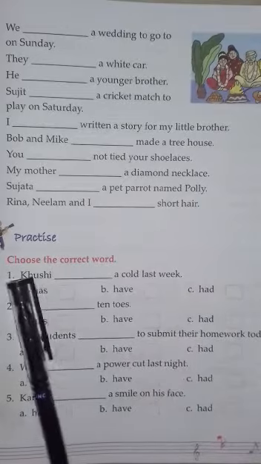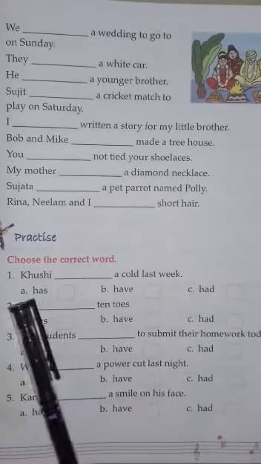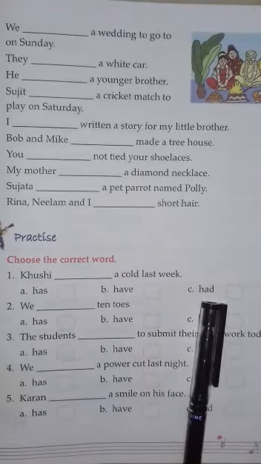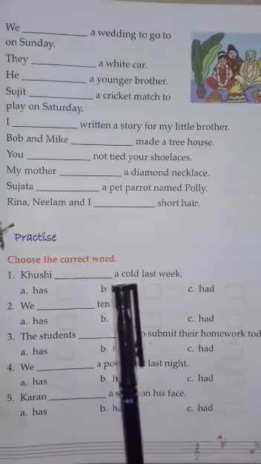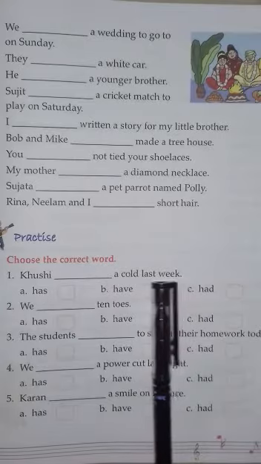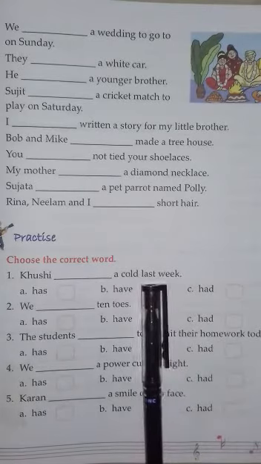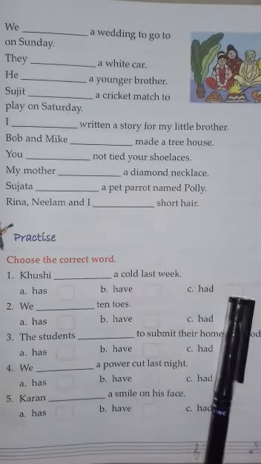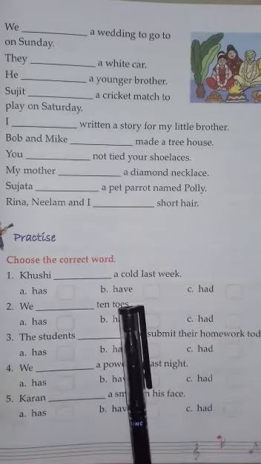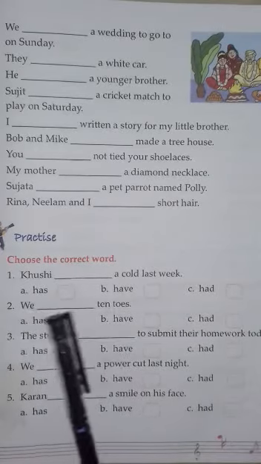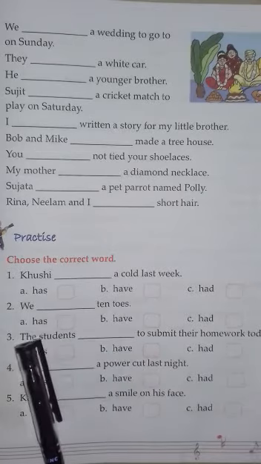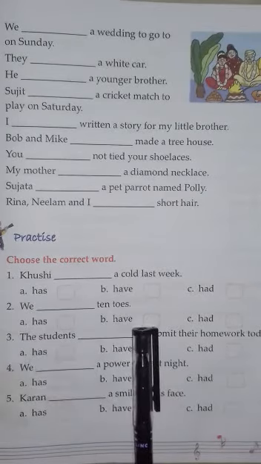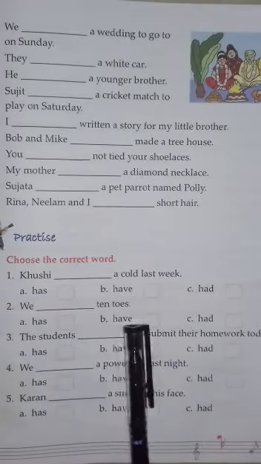Choose the correct word. Three options are given and you will choose the correct one among them. Khushi had a cold last week. Last week means the past, so you will use had here. We have 10 toes. This sentence is about a regular topic, the present, so you have to choose between has and have. We is here, so you will use have.